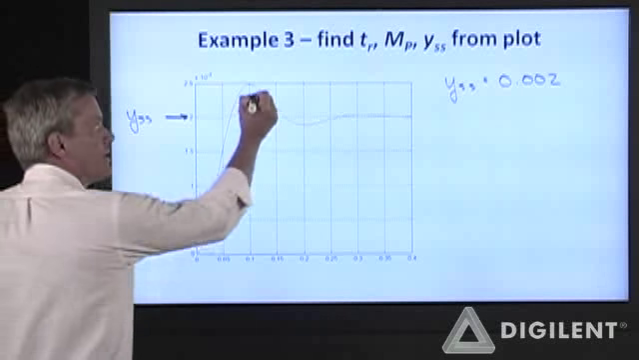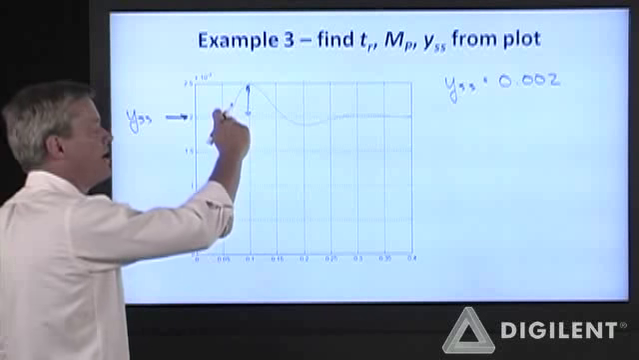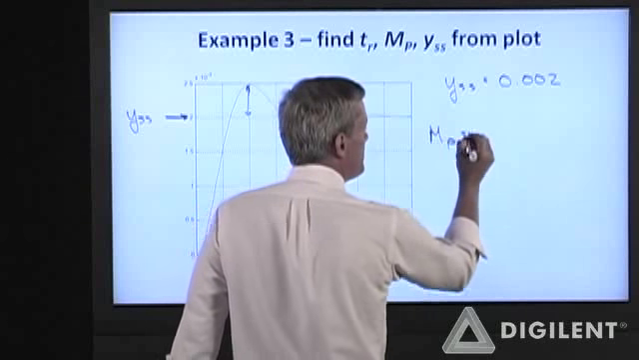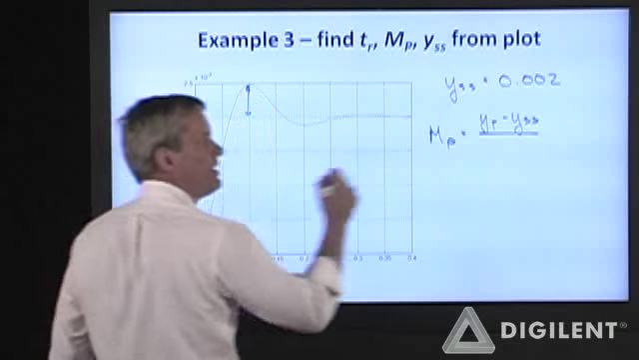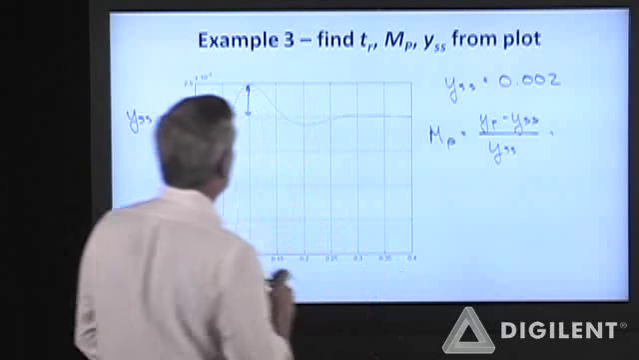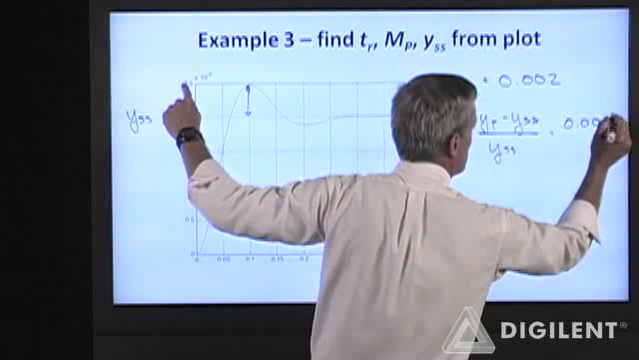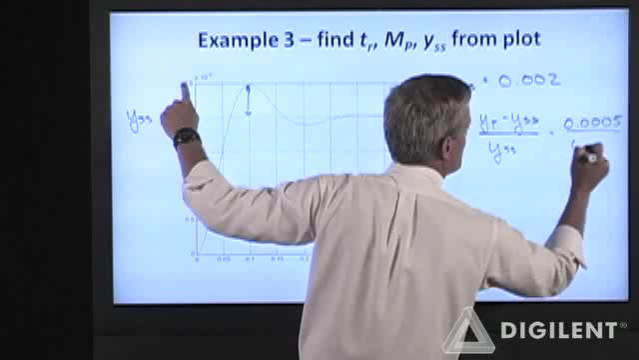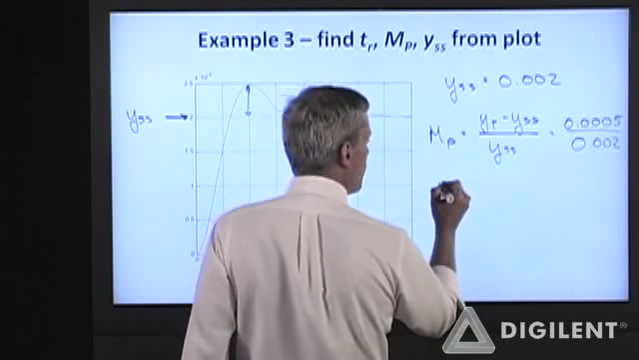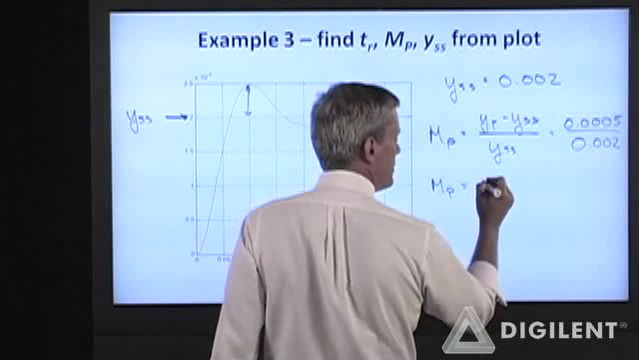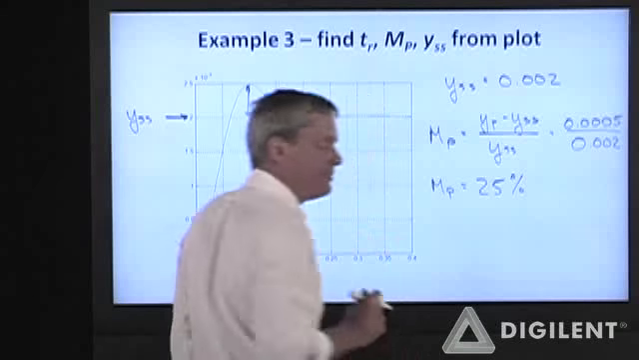My overshoot is this distance here normalized by the steady state response. So M sub p is the peak value minus the steady state value, which is this height here, over YSS. This guy here is 0.0005 over 0.002. 5 times 4 is 20, so MP is 1 over 4 times 100, which is 25%.